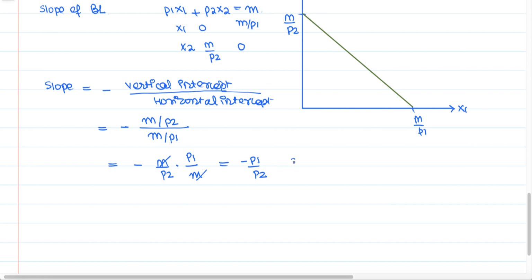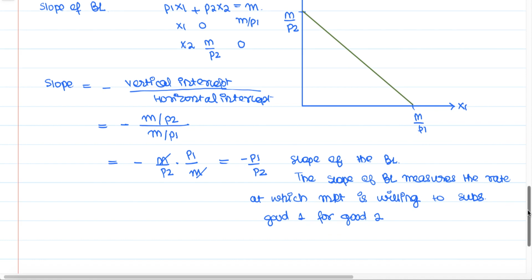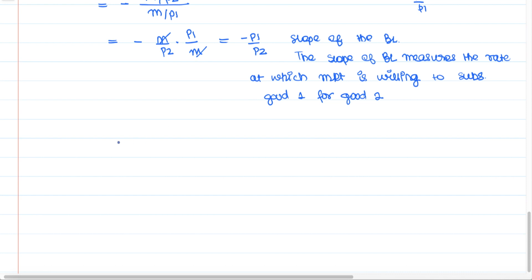So this is the slope of the budget constraint, or slope of the budget line. So what is the slope measuring? The slope of the budget line measures the rate at which the market is willing to substitute good 1 for good 2, right? Supposedly she increases her consumption of x1 by delta x1.